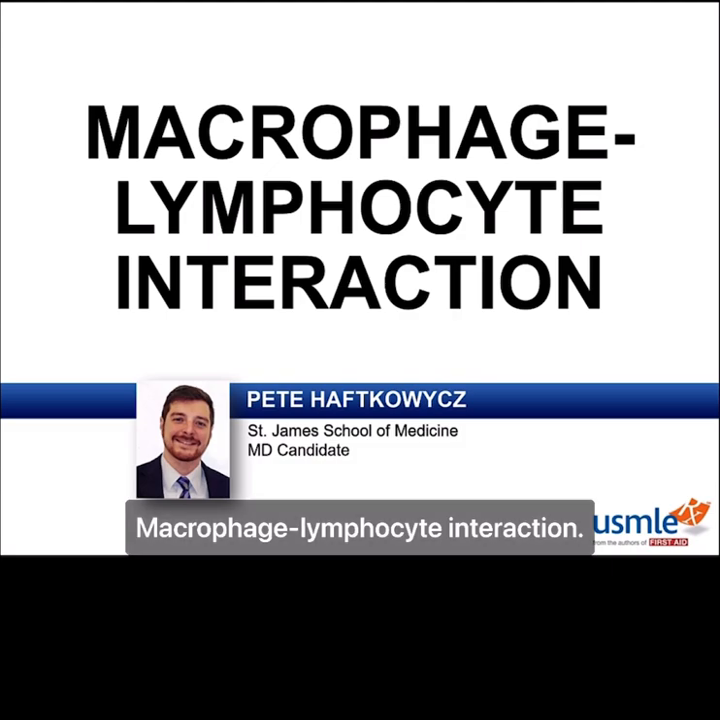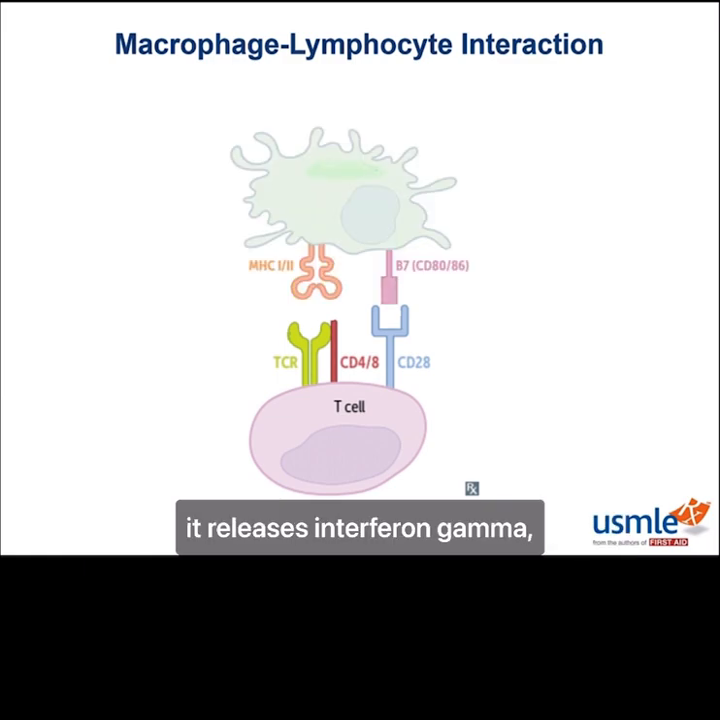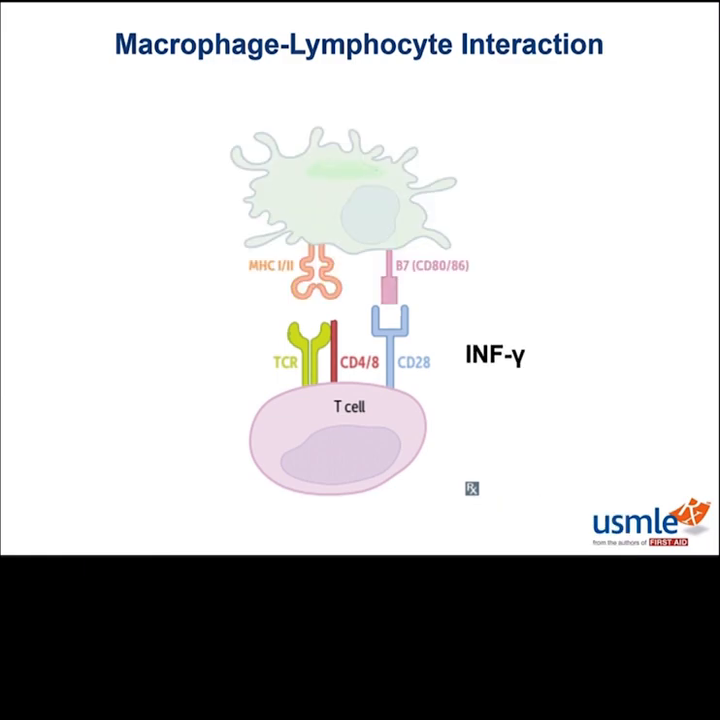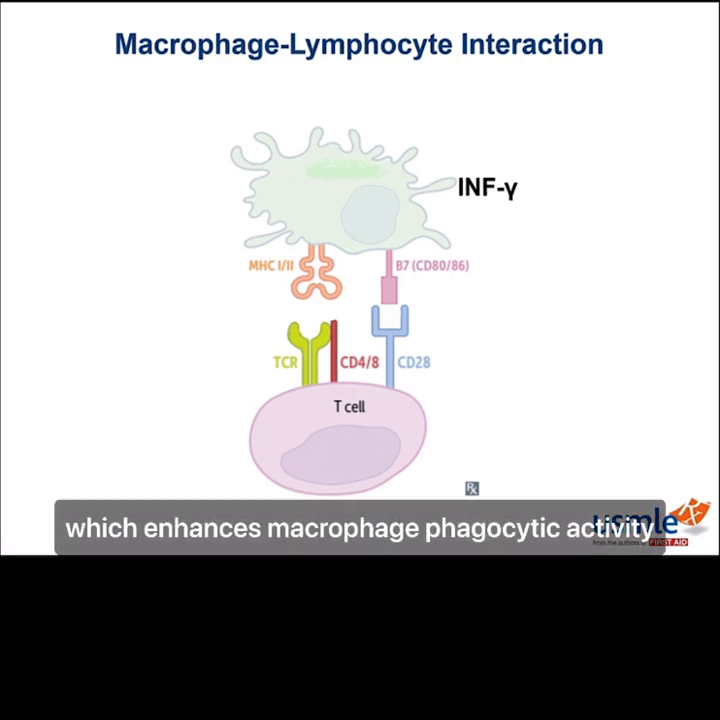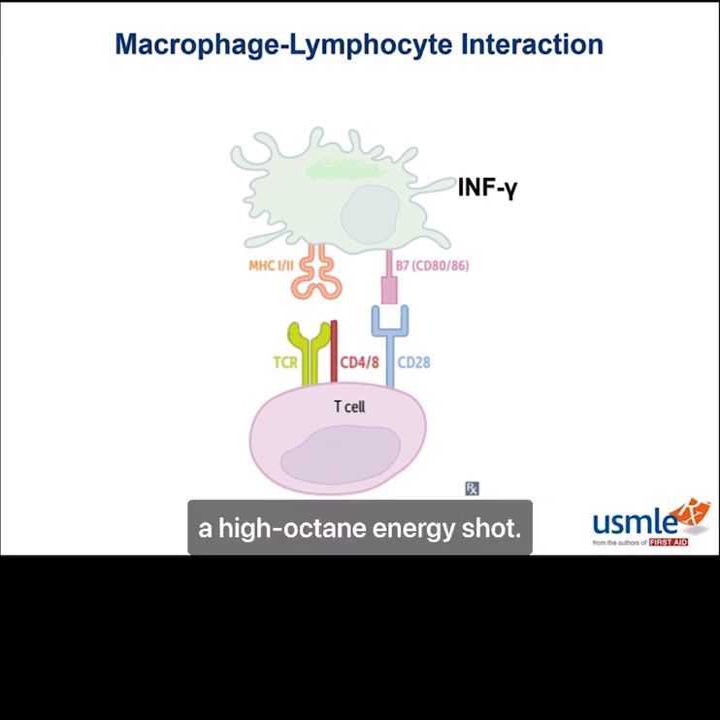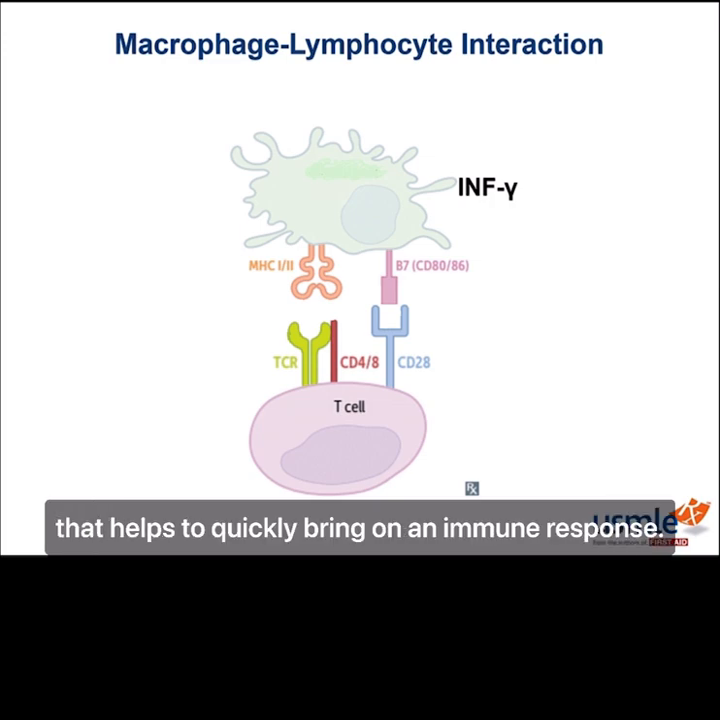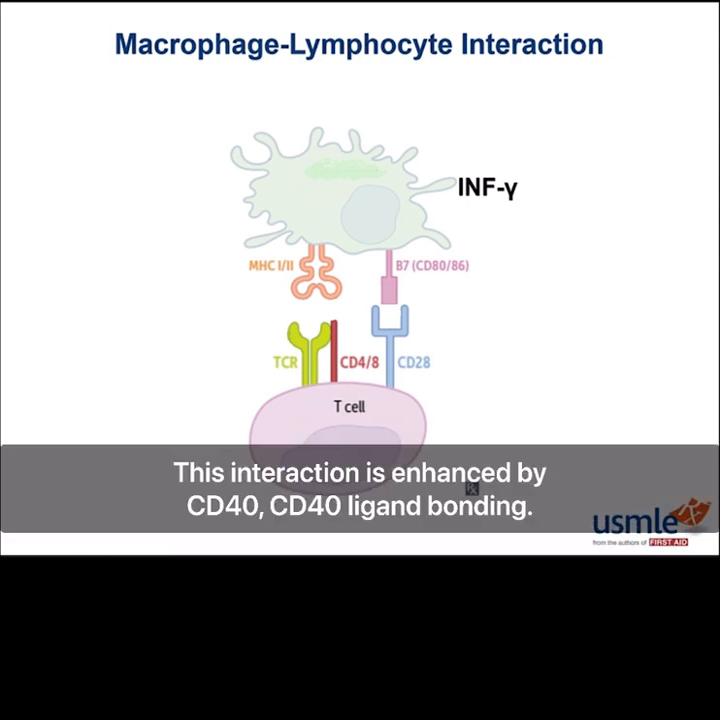Macrophage-lymphocyte interaction. When a lymphocyte binds to a macrophage, it releases interferon gamma, which enhances macrophage phagocytic activity and recruitment. It is essentially like giving the macrophage a high-octane energy shot, and this gets it really excited to go and phagocytize foreign particles. This, in turn, creates a cascade of events that helps to quickly bring on an immune response. This interaction is enhanced by CD40-CD40 ligand binding.